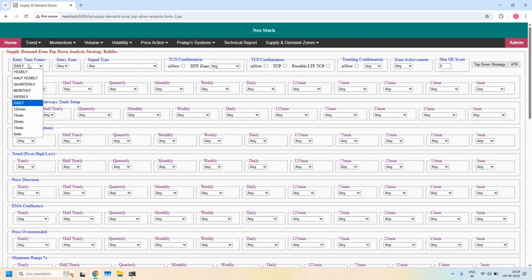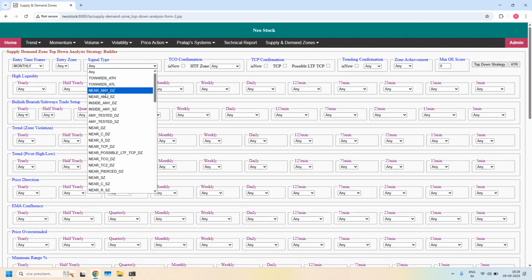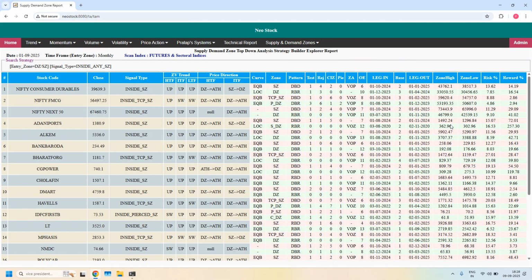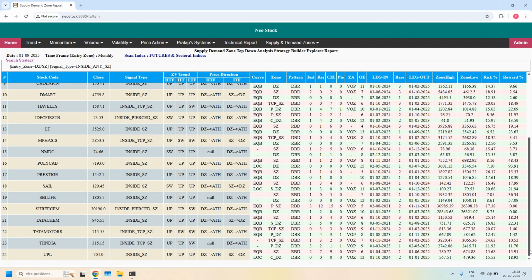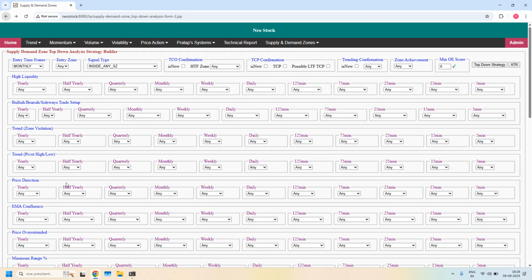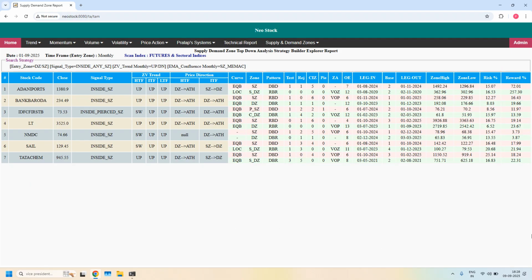Next, price closed inside the monthly supply zone. First 15 stocks in the list. Scrolling the list down, total 24 stocks are filtered. We can further filter based on monthly supply zone having monthly EMA confluence, and also the trend on the monthly should not be sideways. We got 7 stocks.